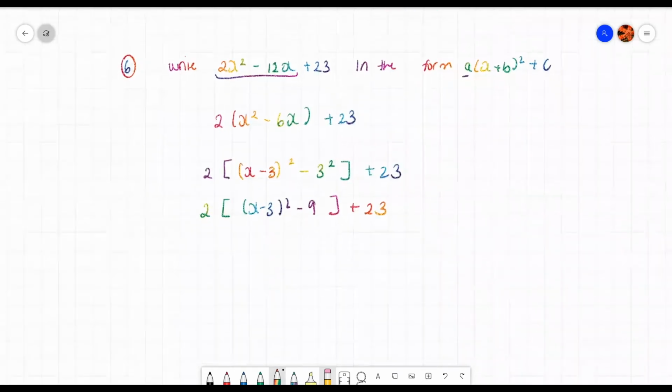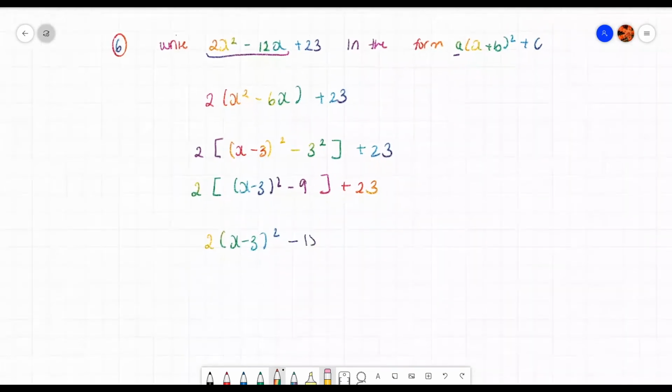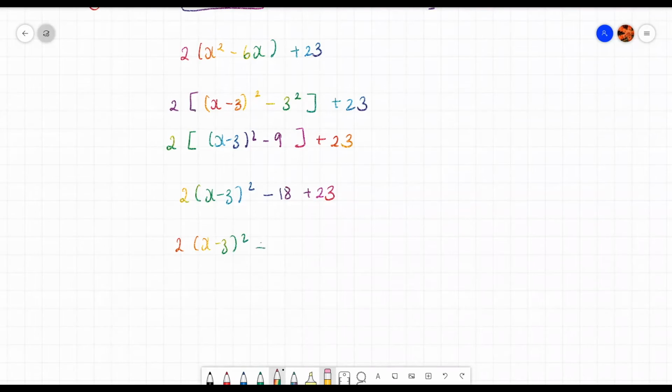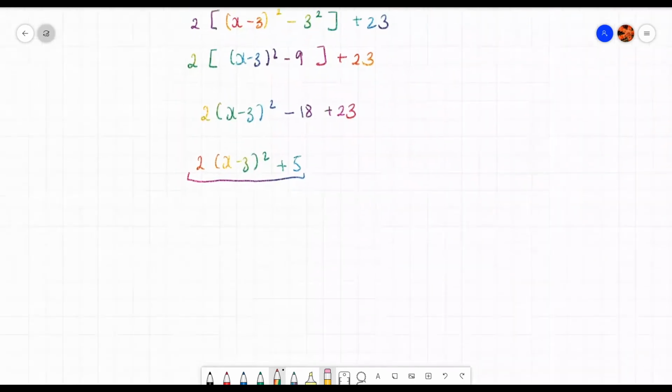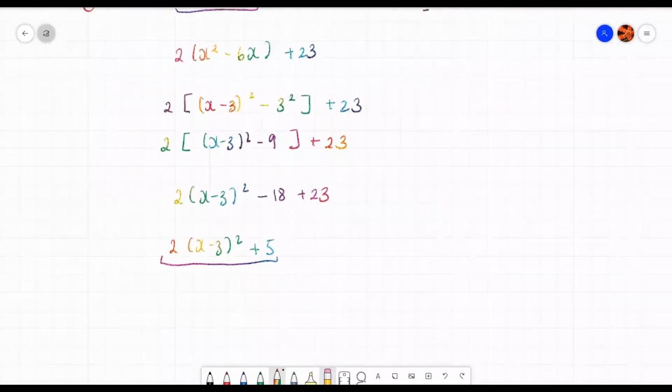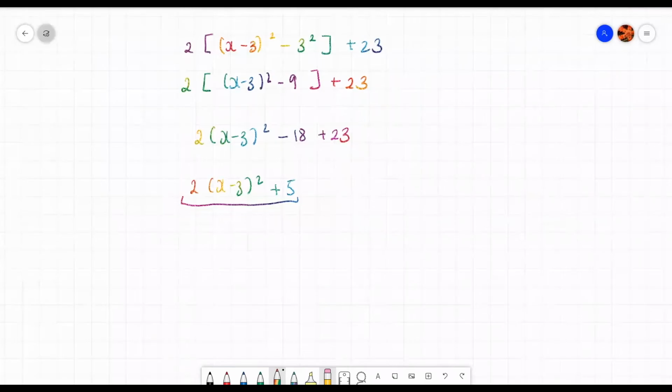Now what I'm going to do is bring the 2 back in. 2 times that bracket is 2 times x minus 3 squared. Well, 2 times minus 9 is minus 18, plus 23. So I'm going to have two lots of x minus 3 squared, and then I've got to do minus 18 plus 23, which is positive 5. And there we are. I've written it in that way. Then the question says, and you can see that's right, because we've got a number in front of the bracket, then you've got to work out the turning point of your graph.